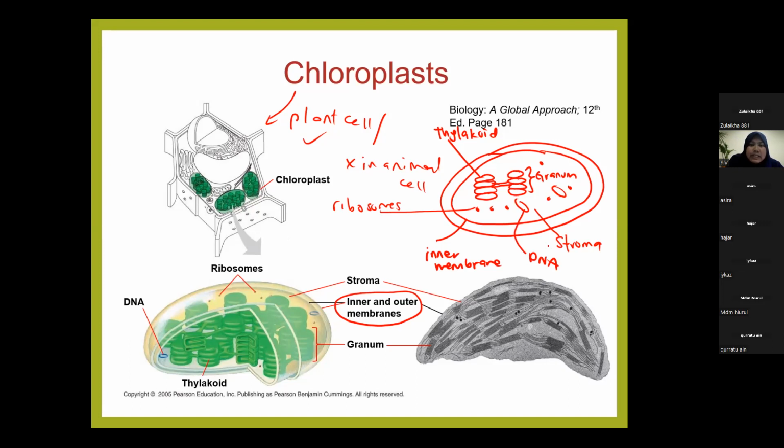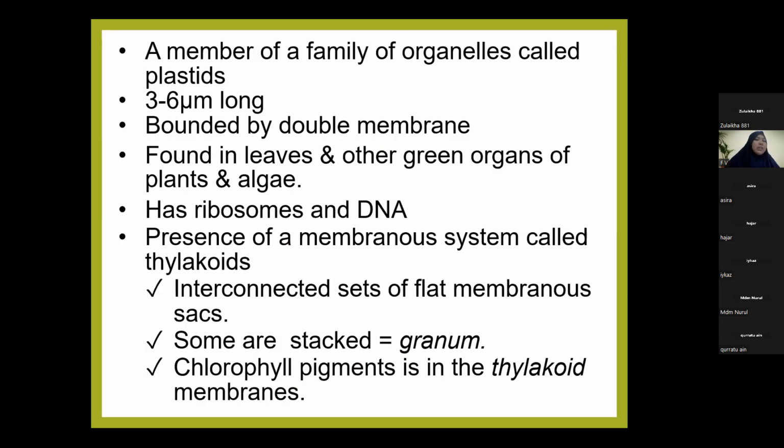Alright. So this is the structure of chloroplast. Okay? Right. Okay. So chloroplast is a member of family of organelle that called as plastid. So maksudnya nama general dia adalah plastid. Plastid ni ada banyak jenis. Salah satu jenis plastid ialah chloroplast.